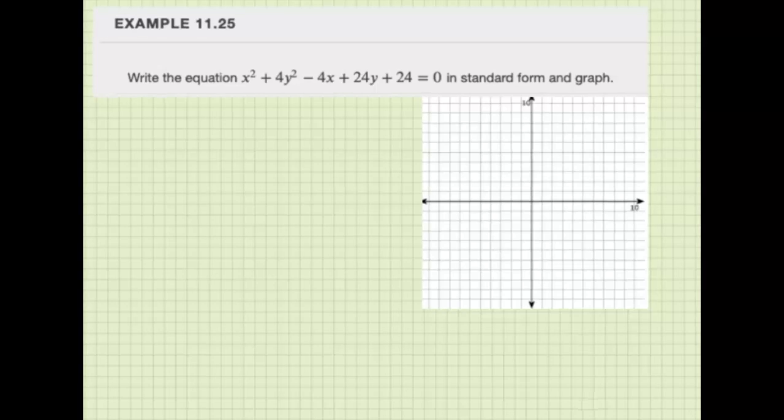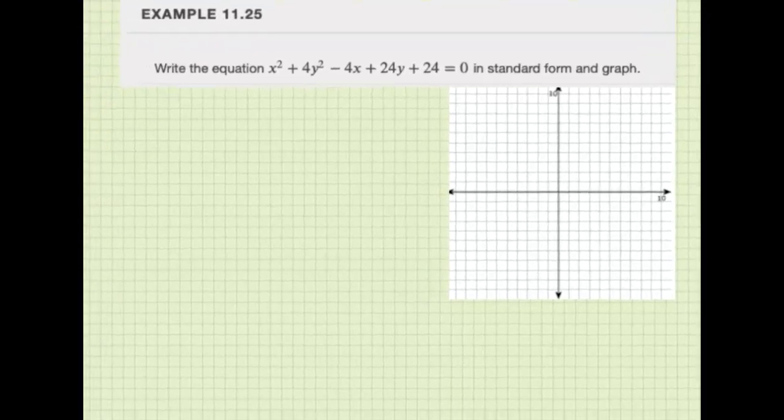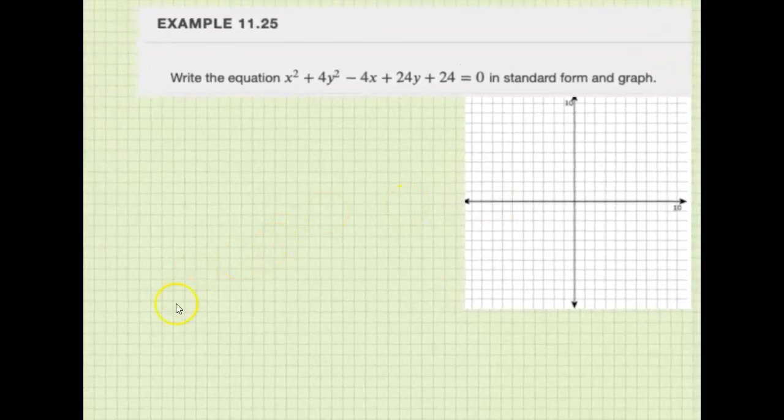Hello and welcome. So we've done a few examples with ellipses. You've seen that graphing an ellipse from standard form is fairly straightforward, but a little bit more difficult is if you're given the equation not in standard form. Okay, so let's look at this equation.